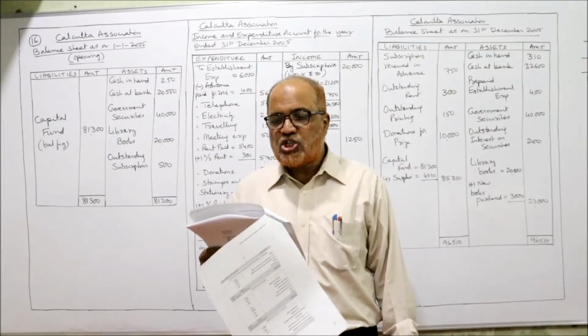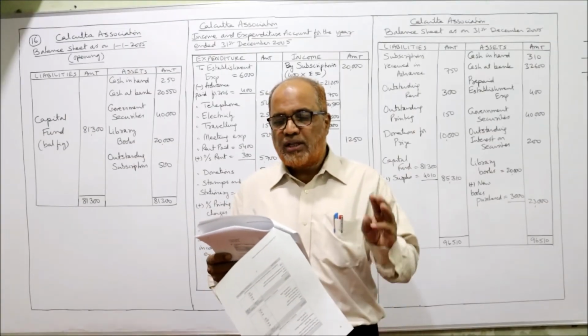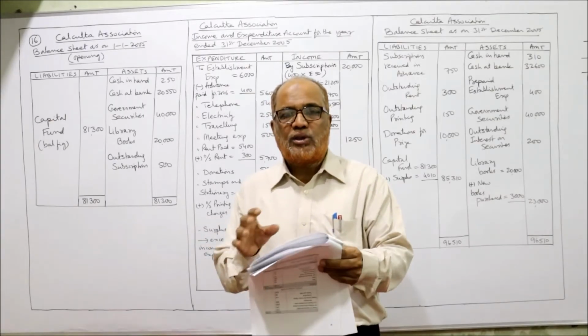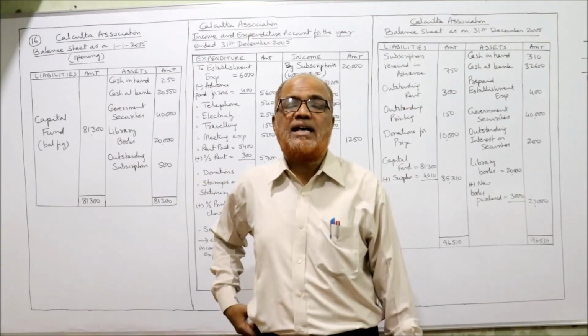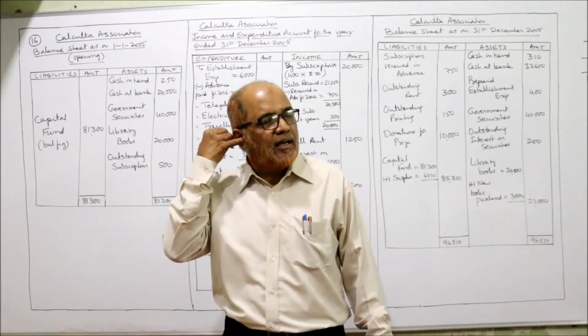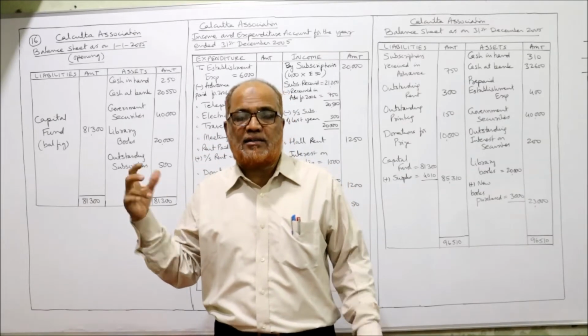The following additional information is available. The association holds 3% government security amounting to 30,000. So this association is holding government securities as an investment. Government security they have purchased as an investment. So this government security will be taken on the asset side.